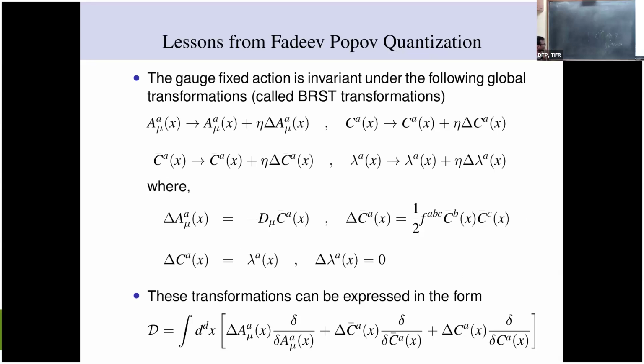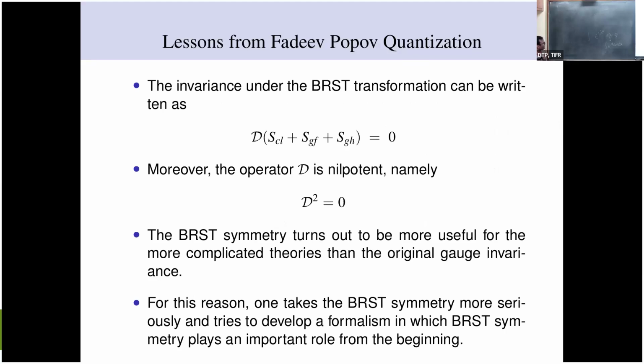And there is a convenient way to write this transformation. You can write it in this way by introducing this curly operator D with this delta A and del Y. It's just a bookkeeping device, but it's useful. So the invariance under BRST transformation can be written in this form. If you apply this operator D on your gauge fixed action, then you should get 0. And moreover, you can check that this operator D is nilpotent.